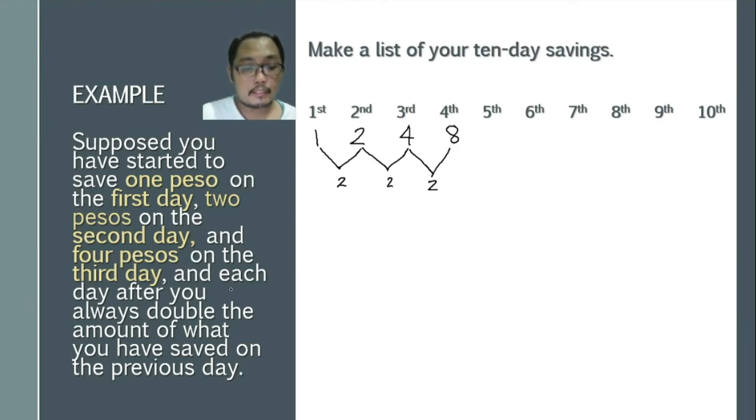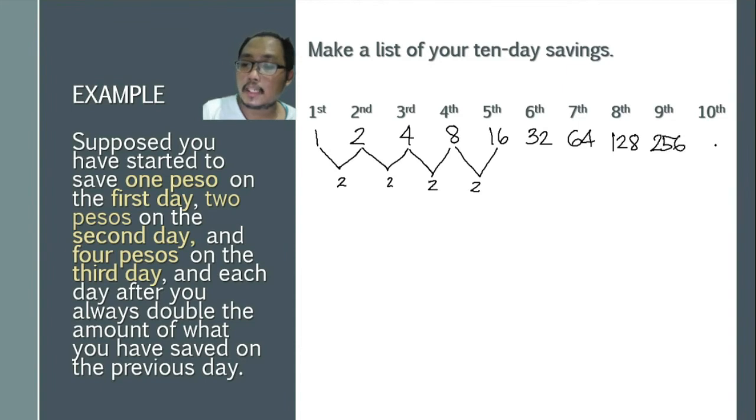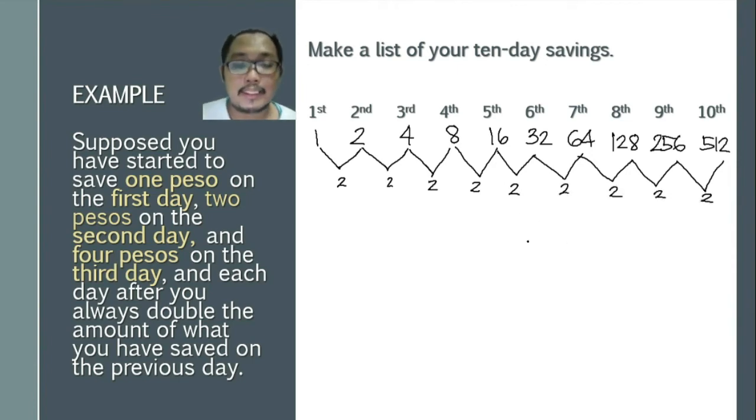Since it happens that we should do the same for all the remaining days, then multiplying the 8 with the 2 gives us the next number, 16. And it will be followed by 32, 64, 128, 256, and 512. So again, we merely get all these numbers by multiplying the preceding number with a non-zero constant 2. And this is an example of a geometric sequence.